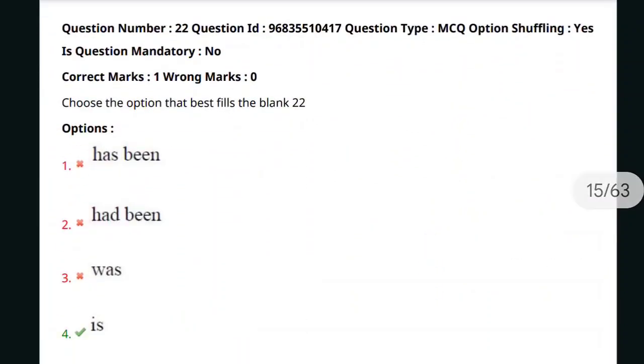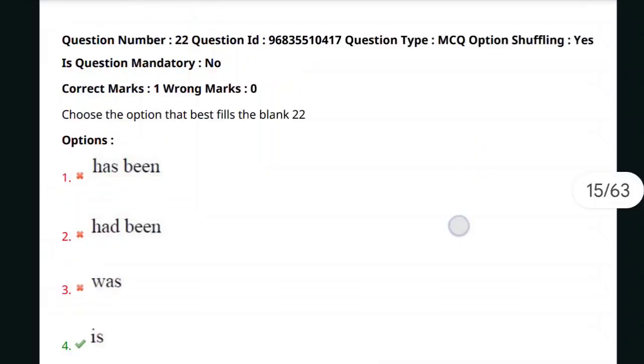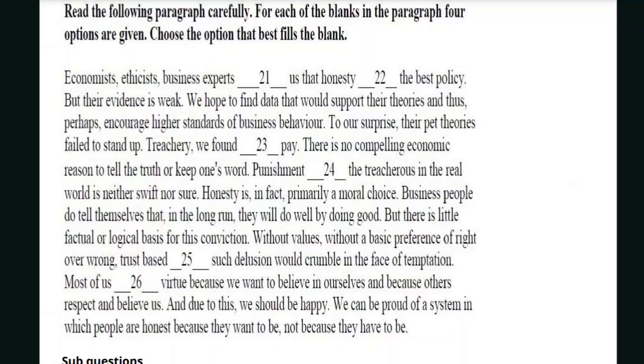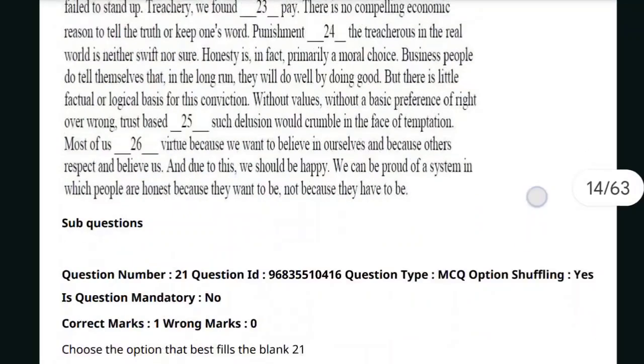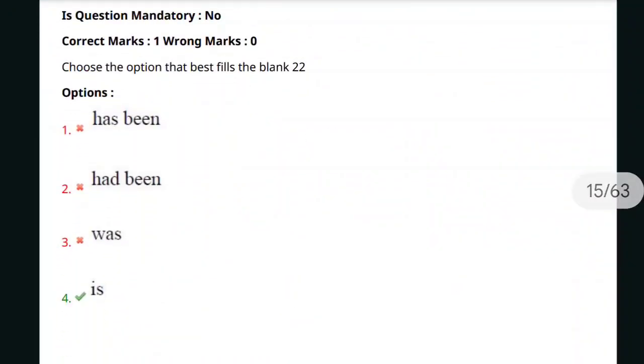Choose the option that best fills the blank. Here we have 4 options: has been, had been, was, and is. As we already discussed, honesty is the best policy. So the correct option to the 22nd blank is honesty is the best policy. So the right option, the correct answer, is the fourth option.